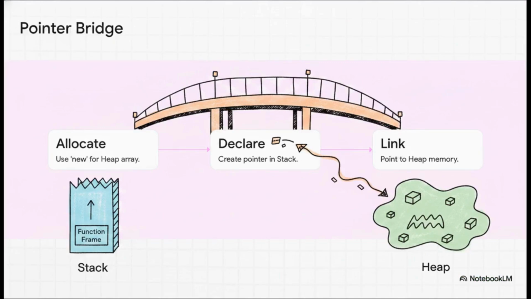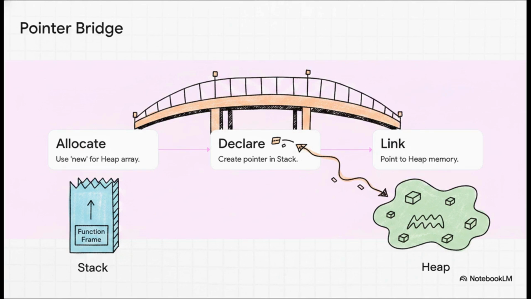We've got a bit of a geographical problem in our architecture here. The function you're running, it's executing inside the tiny stack. But that massive new dynamic array we just made, it's sitting far away in the heap. They are completely separated. So to fix this, we have to literally build a bridge.